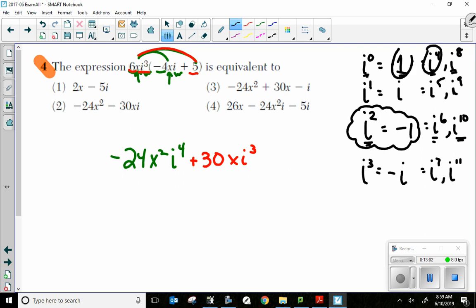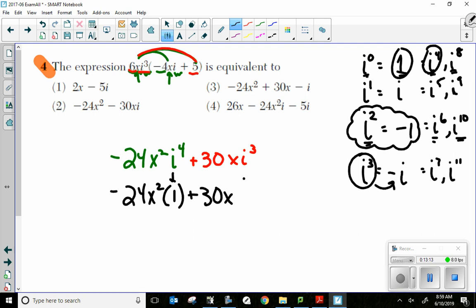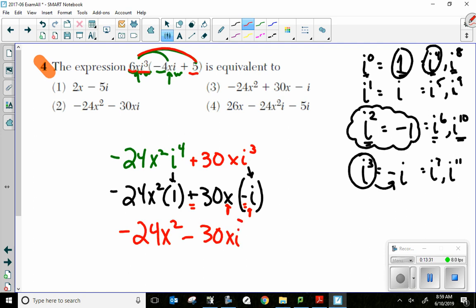is 1. So I've got negative 24 times x squared times 1 plus 30x times i cubed, which is negative i times negative i. All right, and let's just finish this off. So 1 times anything is itself, negative 24x squared. A positive times a negative will be negative 30xi. And that's your answer. That is right here, choice 2.